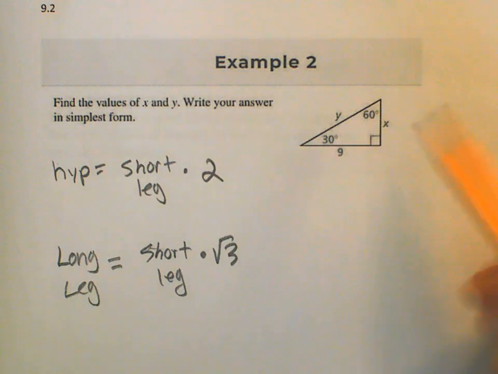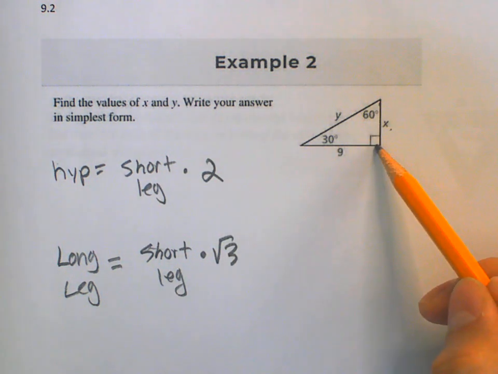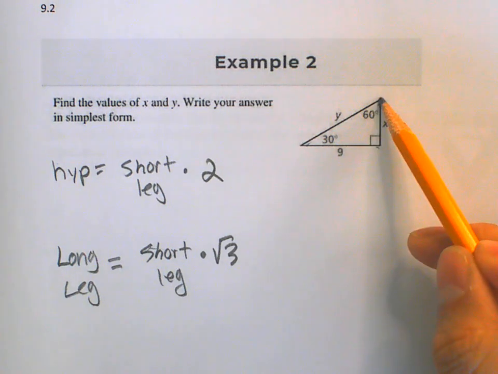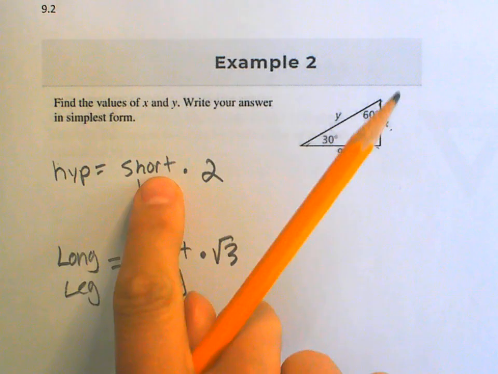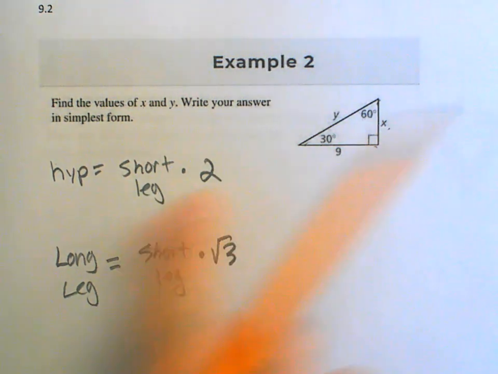Okay, x here represents the short leg. We don't know the hypotenuse. So I cannot use this one right here because I don't know either one of these. So I'm going to use this one right here.